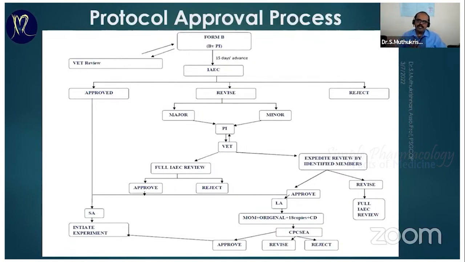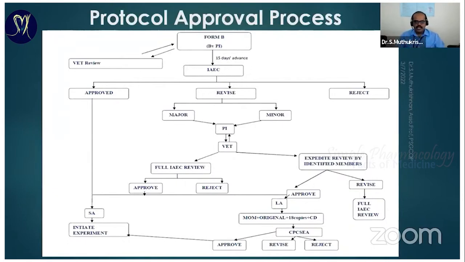Then you have to submit to the Institutional Animal Ethics Committee. The IAEC conducts meetings at a minimum at least 2 times per year. It may differ based upon the institution. So for that meeting, you have to submit your proposal. In the IAEC meeting, they scrutinize your proposal. You have to present your proposal. They are asking so many questions. You have to convince them. Then you can get the approval.